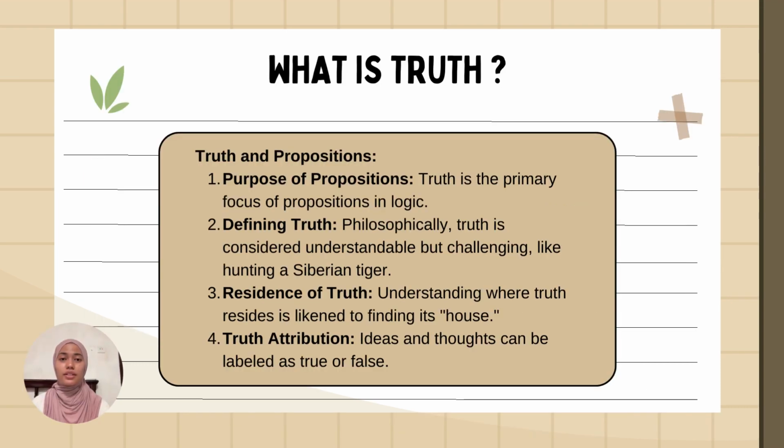Next, we move on to what is truth. The first is truth and proposition. The purpose of proposition is that truth is the primary focus of proposition in logic. In defining truth philosophically, truth is considered understandable but challenging, like hunting a Siberian tiger. On the residence of truth, understanding where truth resides is likened to finding its house. And in terms of truth attribution, ideas and thoughts can be labeled as true or false.